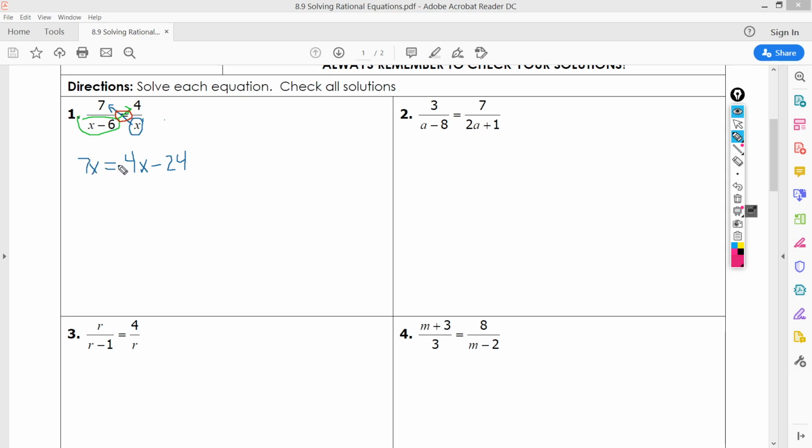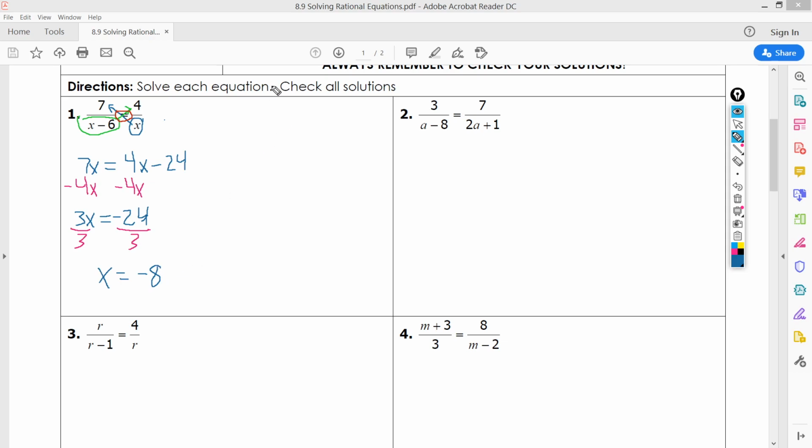So now we have 7x equals 4x minus 24. We subtract 4x on both sides. And now what I have is 3x equals negative 24. And I divide both sides by 3. And my answer is x equals negative 8.